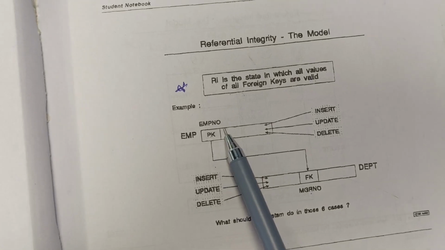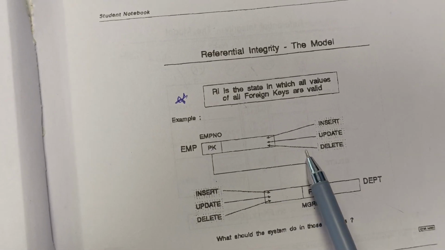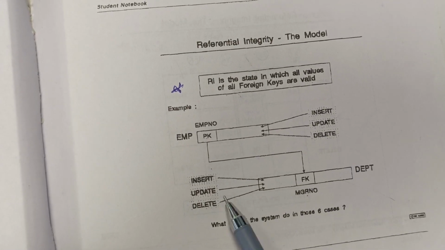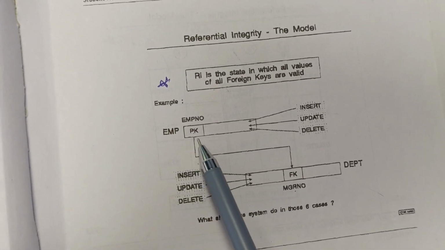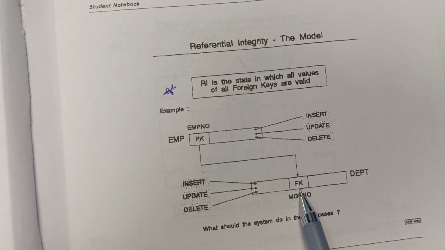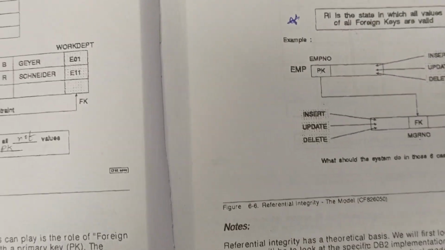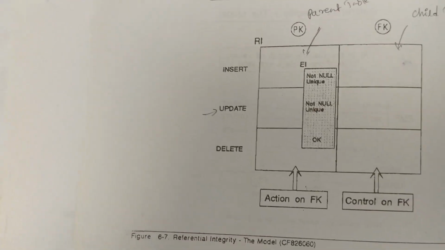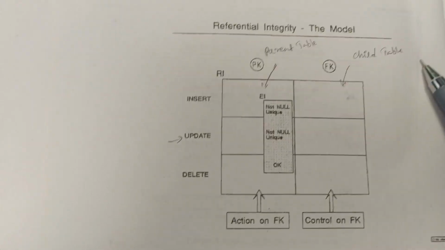Next, this is the employee number in the employee table, and this is a primary key. We have some rules while applying referential integrity: the insert, update and delete concepts. Whenever we do insert, update or delete for the primary key, what will happen to the corresponding foreign key values? Similarly, we have the delete and insert rules. We will see how these referential integrity update, insert and delete rules work.